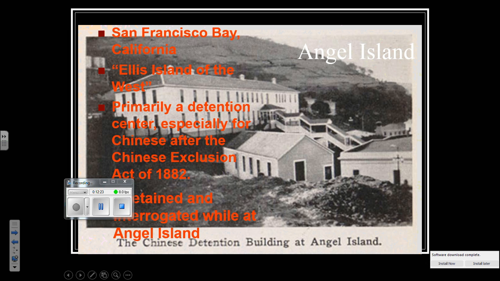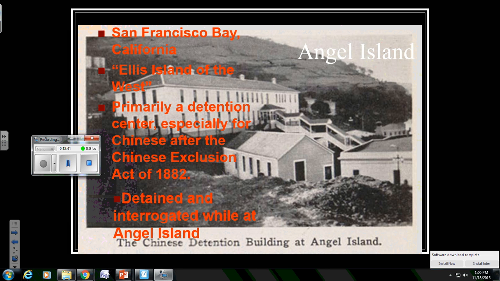And we basically just wanted to make sure that the U.S. stayed white looking. I hate to say it, but that's what it was about. We were afraid that we might look too Asian if we let too many of them in. So we excluded them, and we put them in a detention center, and then we sent them back home quite often. Now, they were detained and interrogated while at Angel Island. So a lot of the people in this place typically were Chinese or Japanese for the most part.